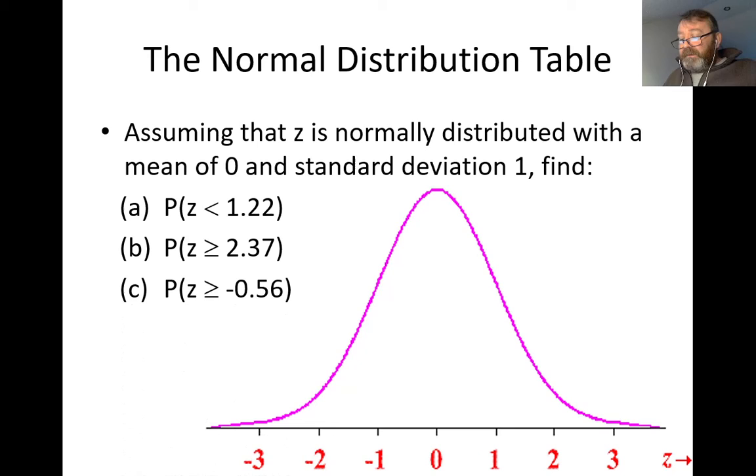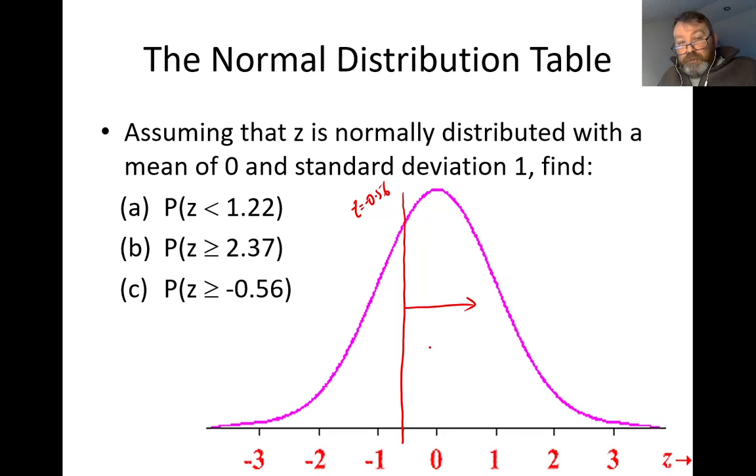Okay, next one. The probability of z being greater than or equal to minus 0.56. Okay, first of all, where is minus 0.56? Minus 0.56 is about there. So I draw my line as best I can down through that. I mark that down as being z equals minus 0.56. Okay, what does the question want me to do? Greater than, so all this area here.